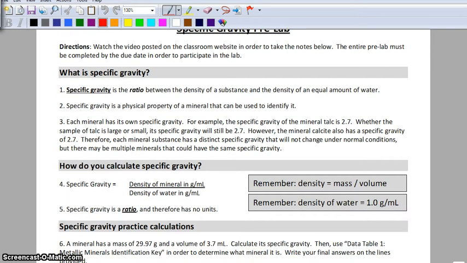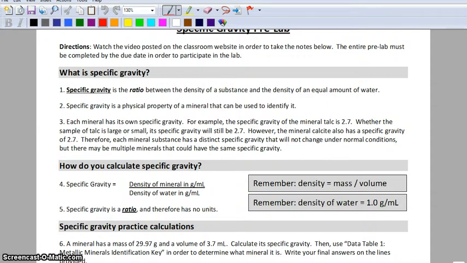Now, we already talked about this a little bit when we learned about the physical properties of a mineral. So let's review. Specific gravity is the ratio between the density of a substance and the density of an equal amount of water. We know specific gravity is a physical property because we don't need to perform any type of chemical reaction in order to observe it. Just a simple test of finding mass and volume is enough to figure out the specific gravity. And we know it can help us identify a mineral. How so? Let's look at number 3.